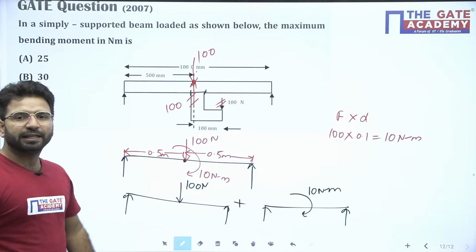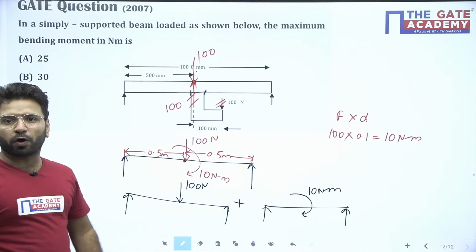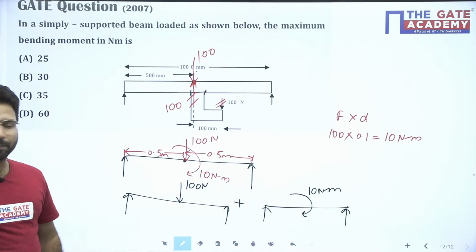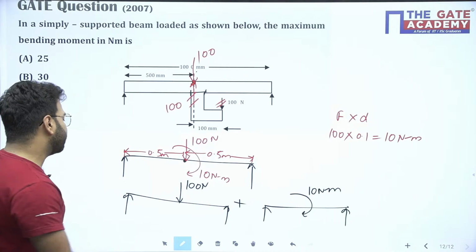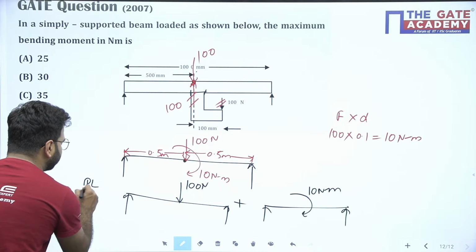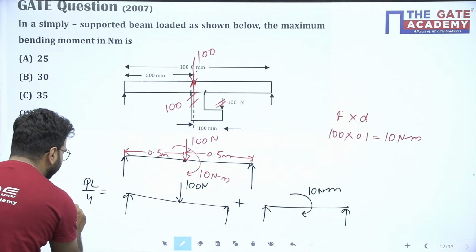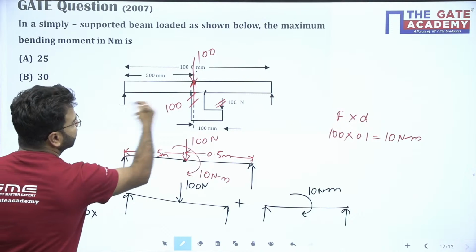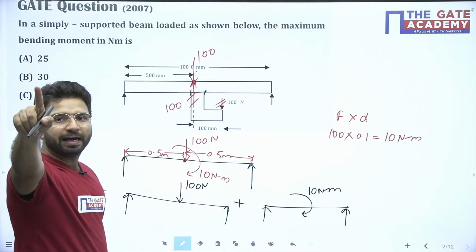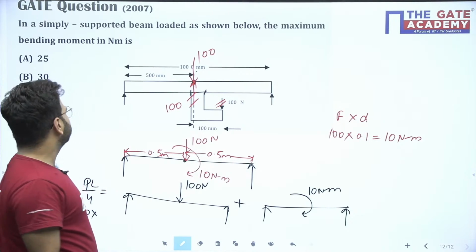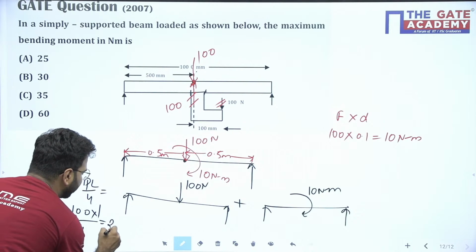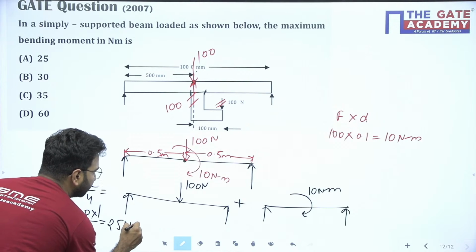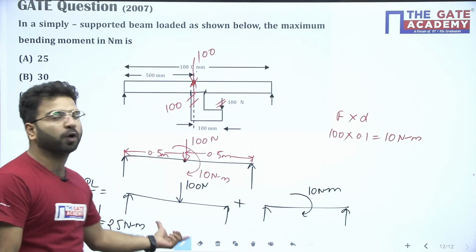For this case, a simply supported beam subjected to point load, what is the maximum bending moment? I hope all of you know, that is PL by 4. What is P here? 100. What is L here? Length is 0.5 plus 0.5. Pooja, just check once again. So WL by 4 will come 25. So 25 Newton meter is coming from this.